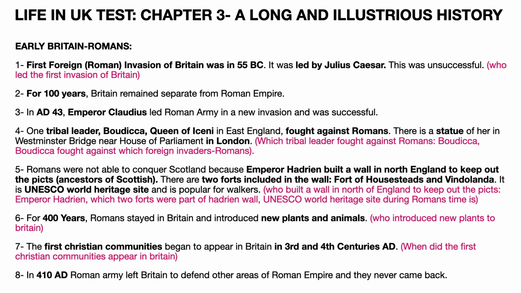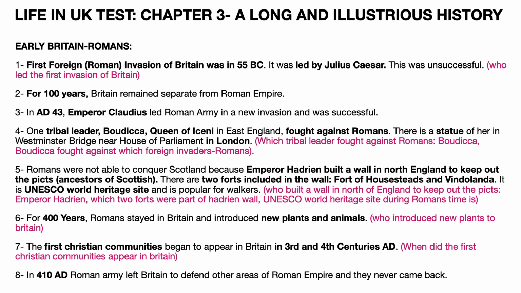The next is that the Romans were not able to conquer Scotland because Emperor Hadrian built a wall in the north of England to keep out the Picts, who are the ancestors of Scottish people. Now, within this wall, there are two forts. One is the fort of Housesteads and the other is the fort of Vindolanda. It is also a UNESCO World Heritage Site and is popular with walkers.